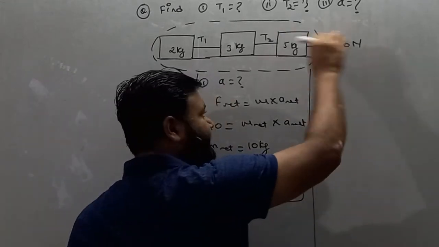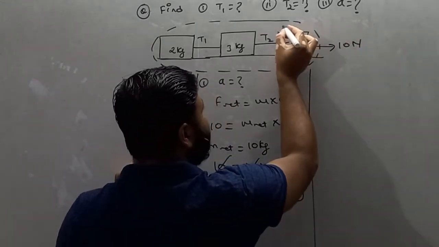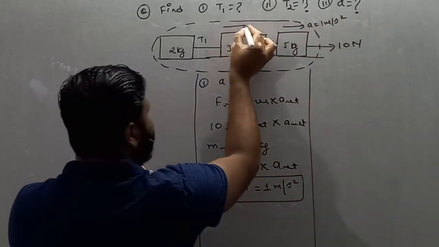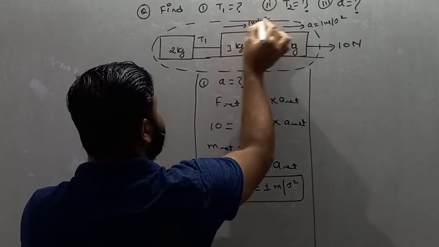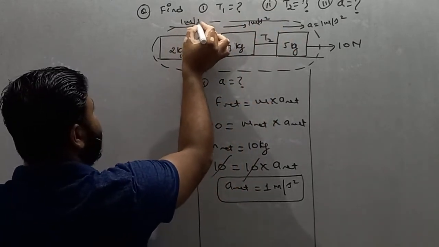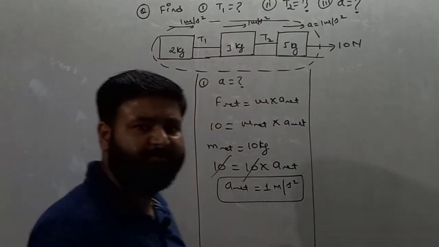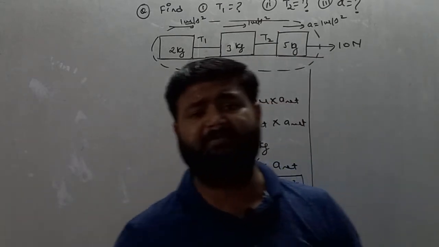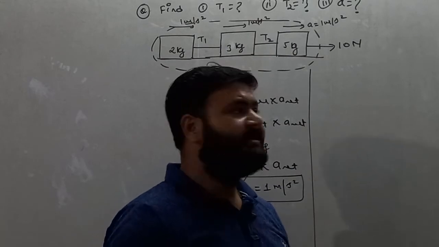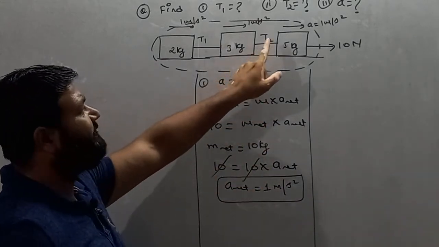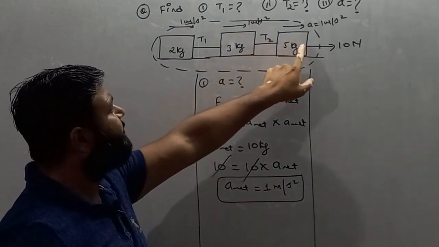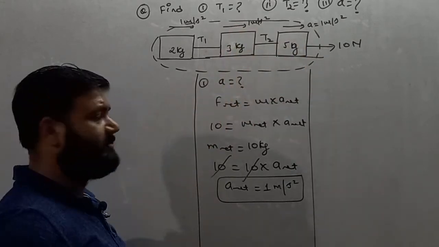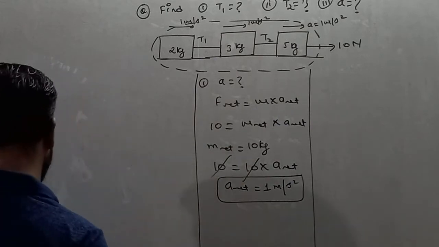Now see, the direction of force is in this direction, so the acceleration of this mass is in this direction, this mass is in this direction, and this mass is also in this direction, because we know that the direction of acceleration is always along the direction of force. Now for finding the value of T2, either you have to make the FBD of the 5 kg block or make the FBD of the 3 kg block. So let's make the FBD of the 5 kg block.